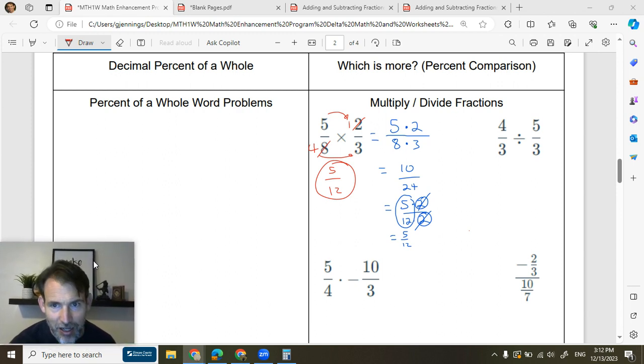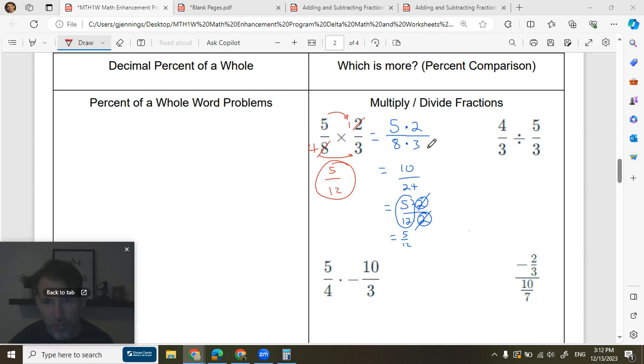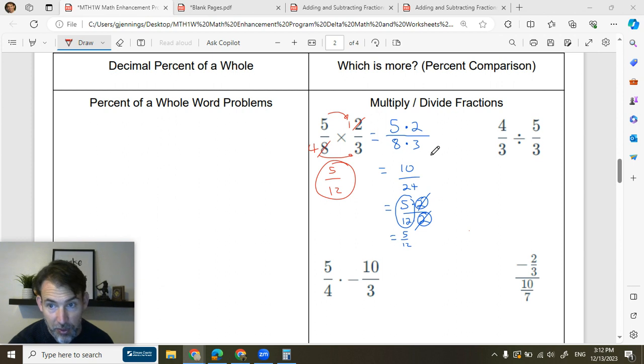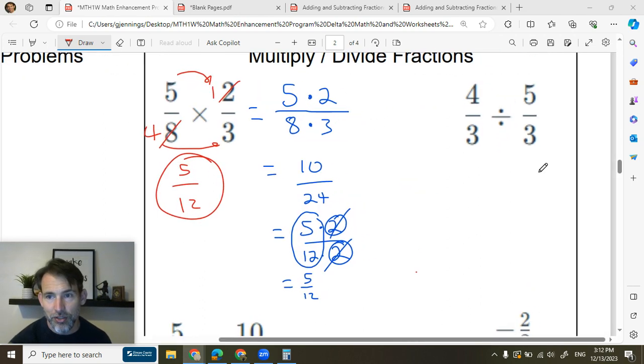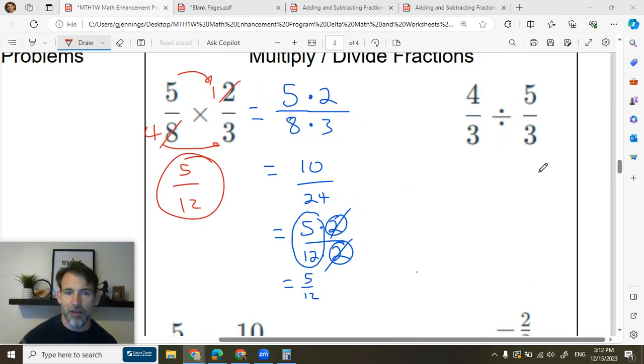Okay, so that is multiplication of fractions. We just do top times top over bottom times bottom. Division is one step trickier, that is to say, not particularly tricky. Okay, let's take a look at this division question. We've got 4/3 divided by 5/3.